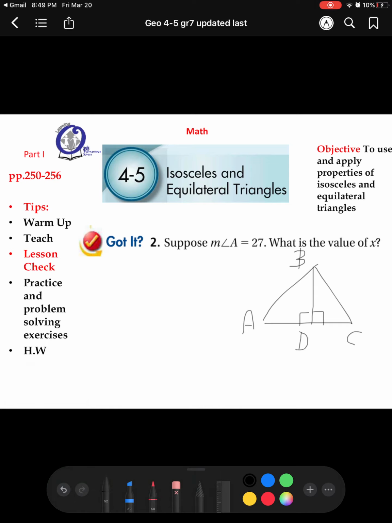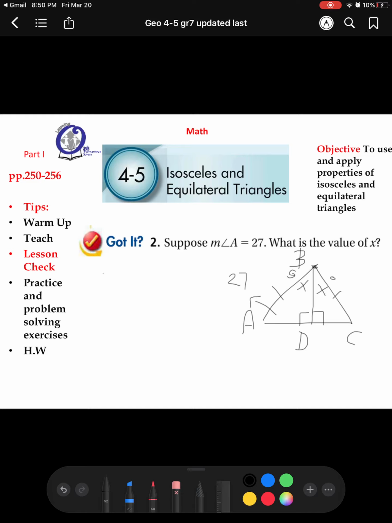He's telling me that this angle is what? 27. Okay. And this is x. Both of them are x. Because what? Because they are bisected by the BD, yes. And this is my vertex, which is B. What is the measure of x?